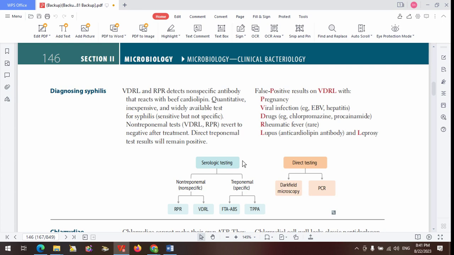So what are the non-treponema specific serology tests? The rapid plasma reagin, which is RPR, and the VDRL, the Venereal Disease Research Laboratory test. These guys are the same thing. Very easy. What they are just doing is that somebody that has syphilis can produce anticardiolipin. So anticardiolipin is one of the antibodies that is produced in someone that has syphilis. So what we do is that we introduce beef cardiolipin.